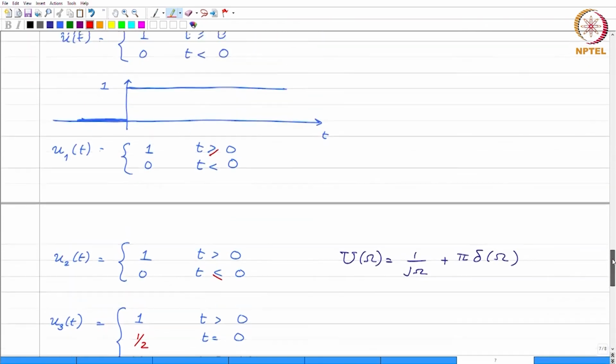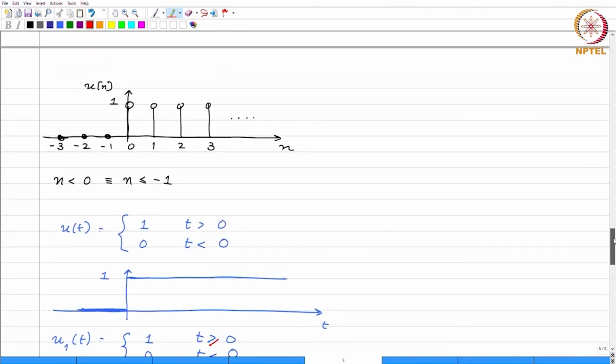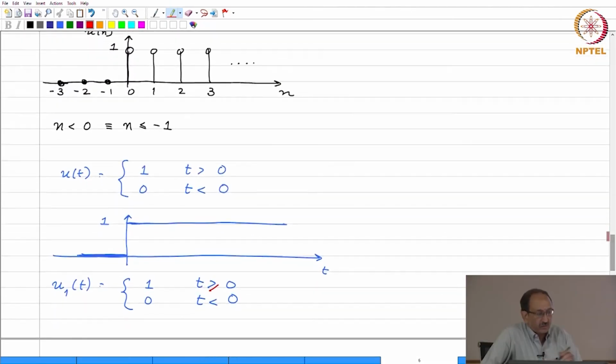So, that is the reason why I brought up u of t, even though you had studied the unit step function in your earlier course and also its transform. So, these are some of the similarities and differences that can occur between continuous time and discrete time case. As far as u of t is concerned, at t equal to 0, there are various definitions possible, whereas in the discrete time case there is no ambiguity in the definition at n equal to 0.